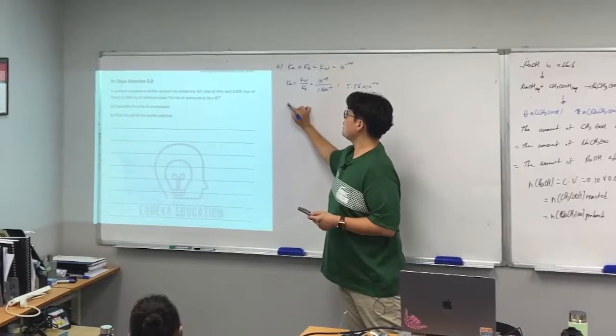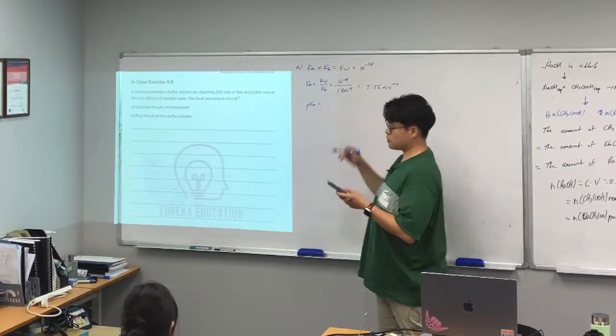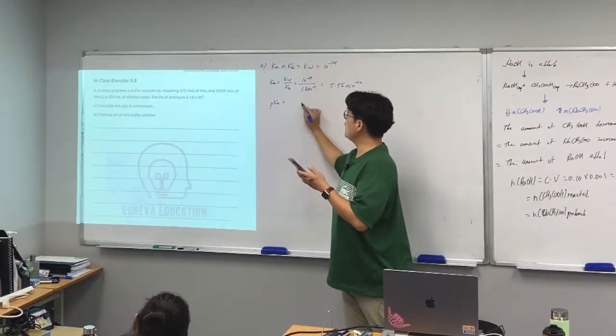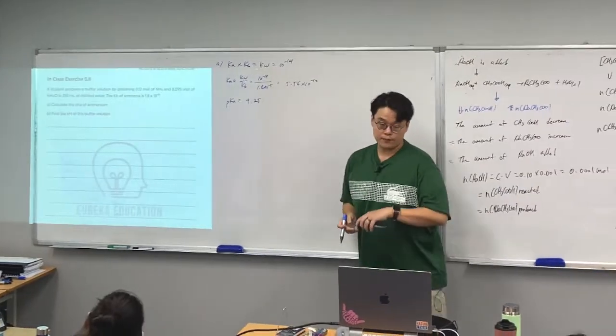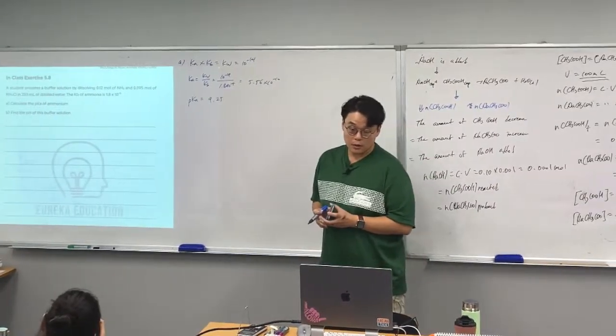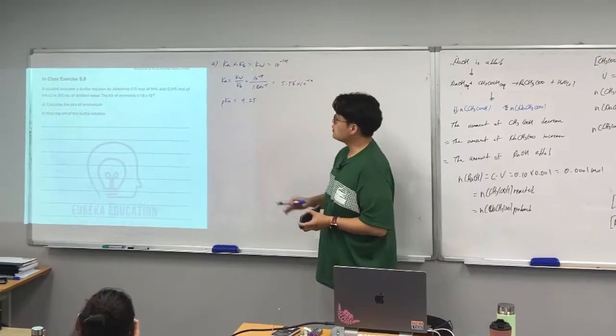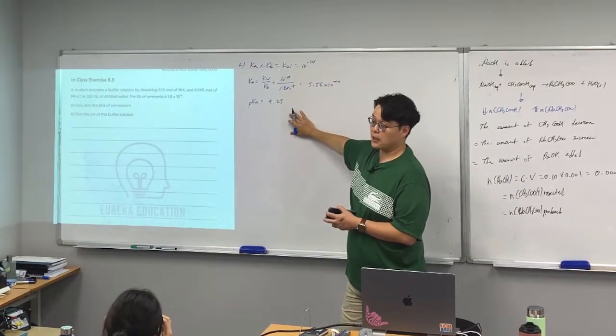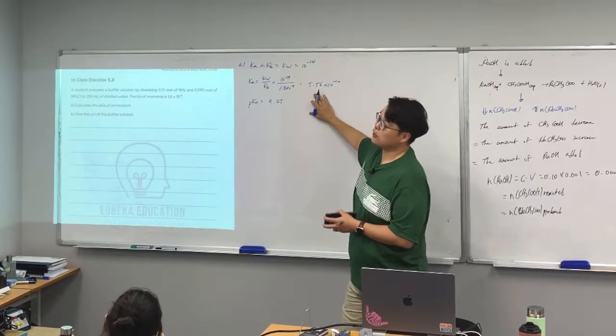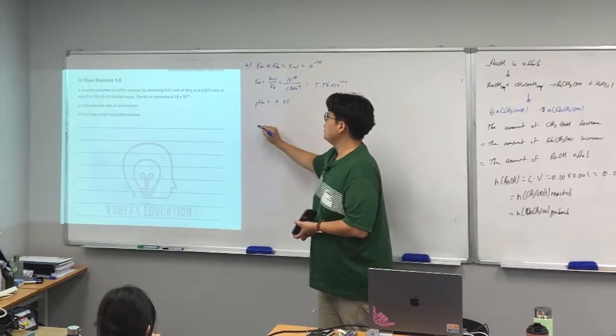Then pKa is pretty easy: it's minus log of that. You get 9.25. So what is this telling us? This is a relatively weak acid, from the high pKa value, or the low Ka value. You can use both.